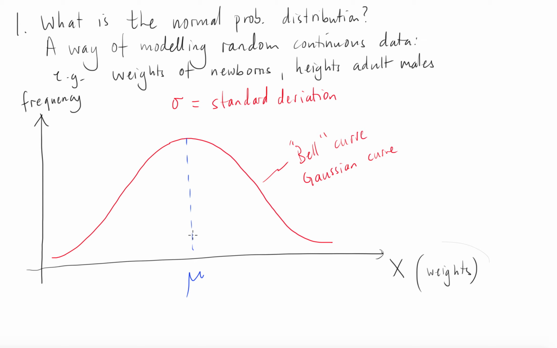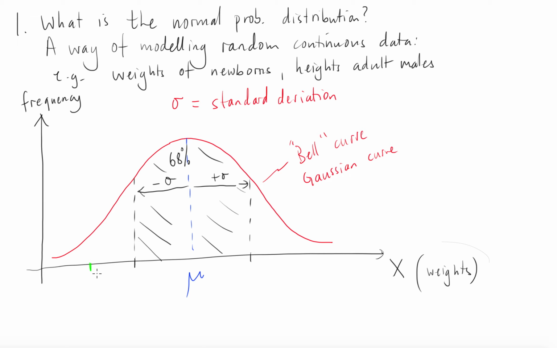And apart from being symmetrical about the mean, one of the properties of the normal probability distribution is that if I was to go one standard deviation either side of the mean and work out the percentage of the population which is between this value and this value, I would actually find 68% of the population within here. Okay, that's one of the properties.